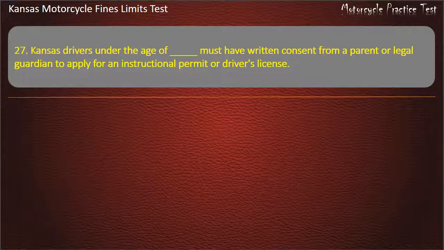Question 27. Kansas drivers under the age of must have written consent from a parent or legal guardian to apply for an instructional permit or driver's license. 18, 21, 20, 19. Answer. 18.